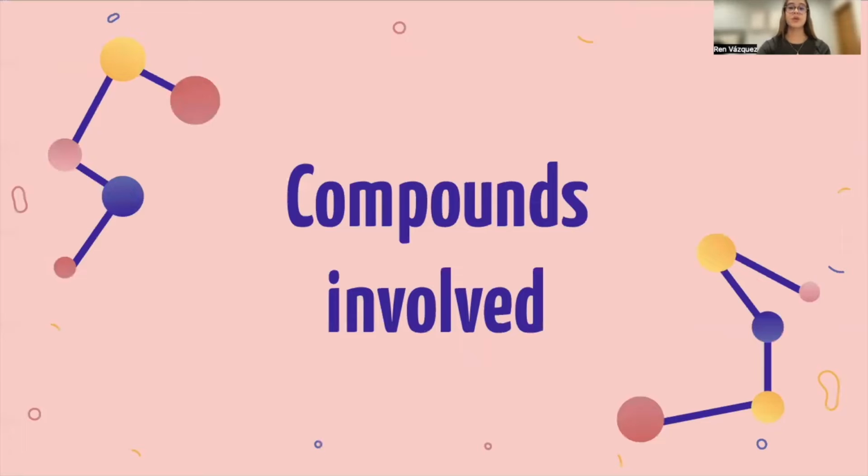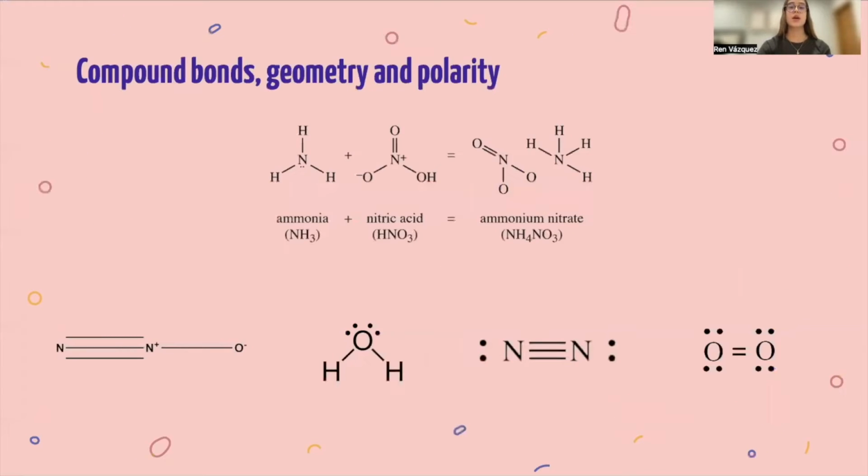Compounds involved. Compounds, bonds, geometry, and polarity. Ammonium nitrate consists of two things: the ammonium ion that has a tetrahedral molecular geometry and the nitrate ion that has a trigonal planar molecular geometry. Ammonium nitrate is a polar molecule with ionic, polar covalent, and non-polar covalent bonds.